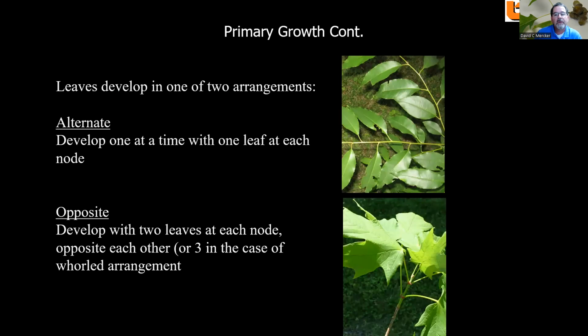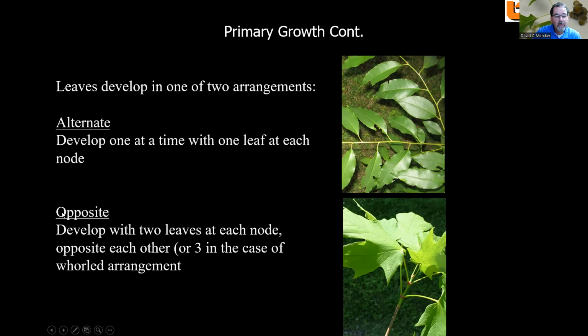Well, continuing with primary growth now, leaves develop in one of two different types of arrangements. They can either be alternating or they can be opposite. So trees with alternate arrangement, essentially they develop one at a time with one leaf at each node. So that would be the leaf. This is the petiole, or the stalk of the leaf. And the point where this petiole attaches to the stem is called the node. In this case, you'll see that the leaves are alternating back and forth on the stem.